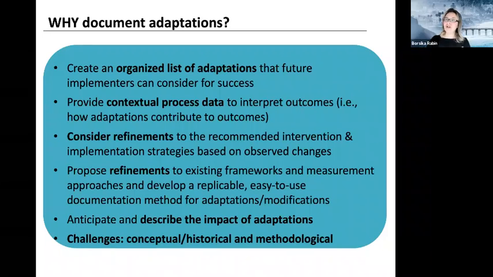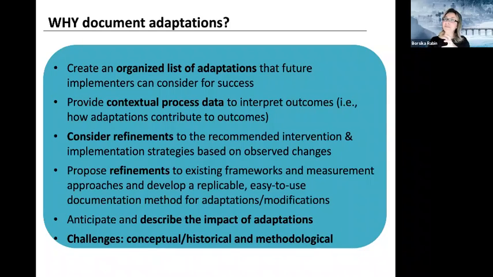So I'm going to move on to my last theme here, the idea of documenting adaptations. So why would you do this? There are many reasons why I think it's important for us to start to think about this systematically. Knowing what gets changed in a program, both pre-implementation, but also during implementation.